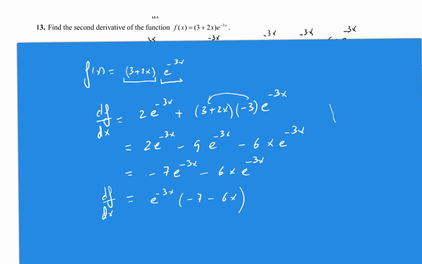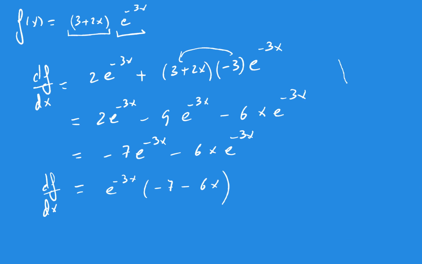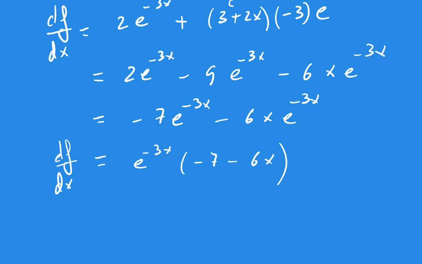Now I have to do the second derivative. So the second derivative will be, again, to take the derivative of this expression. So we compute it. The second derivative with respect to x will be the derivative of the first, minus 3 e to the minus 3x, times the second, minus 7 minus 6x, plus the first by the derivative of the second. The derivative of the second is minus 6.